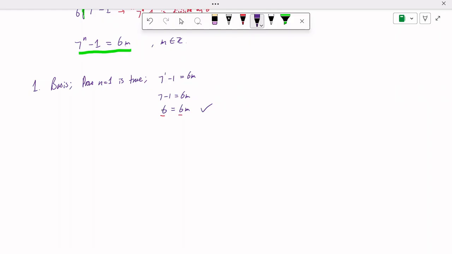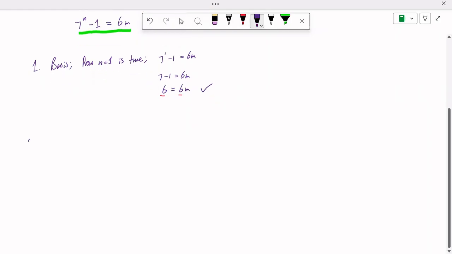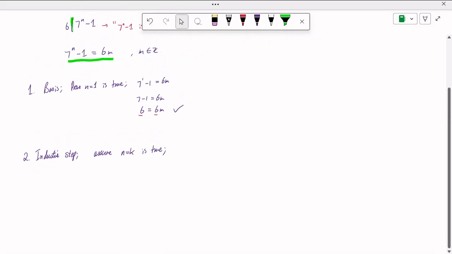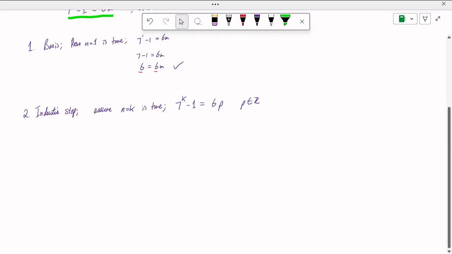This is the easiest way to set these divisibility problems up. Your end goal is to get 6 equals 6 and then have something else there. I'll show you what I mean by that in a moment. Now I'm going to do my inductive step. So first of all, I've got to assume that n equals k is true. And just like with our addition problems, I'm only going to substitute any n's that I see. So that would mean that 7 to the power of k minus 1 is equal to 6p. Now I shouldn't use m again because I've already used m and it could be a different integer. So I'm going to use p. Lovely. Now I'm ready for my proof.